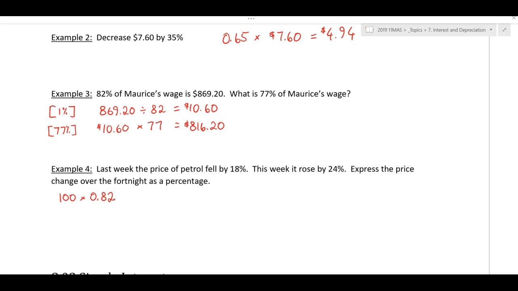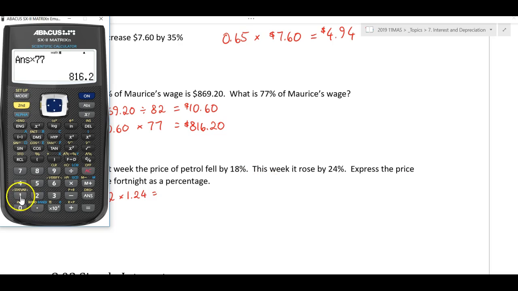This week it rose by 24%, so that's times 1.24. 0 point something for decrease, 1 point something for increase. When I do this on the calculator, 100 times 0.82 times 1.24, we see that it hasn't gone up by 6% at all. It's 101.68.